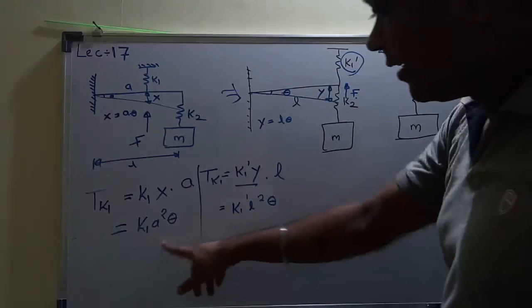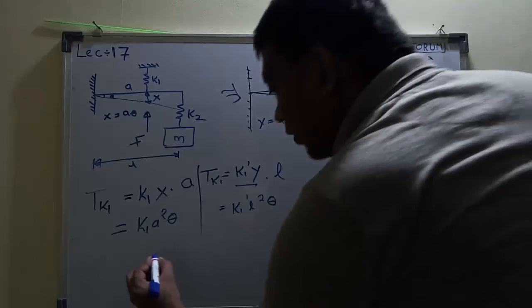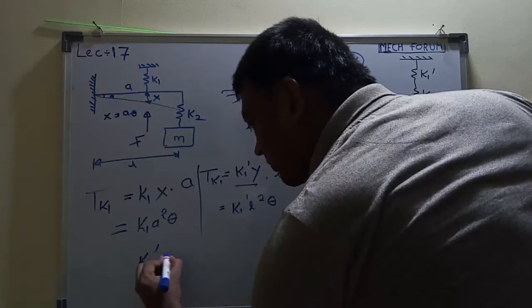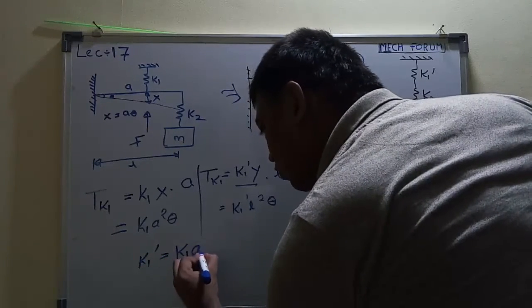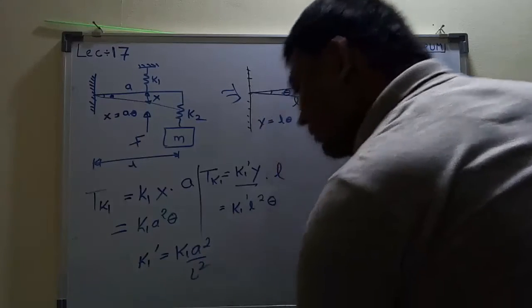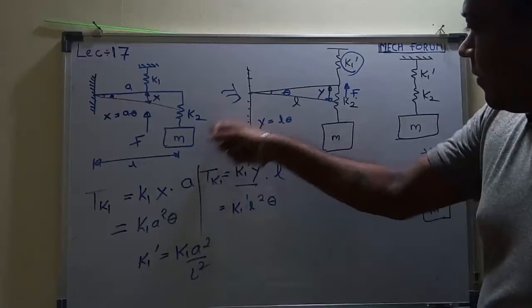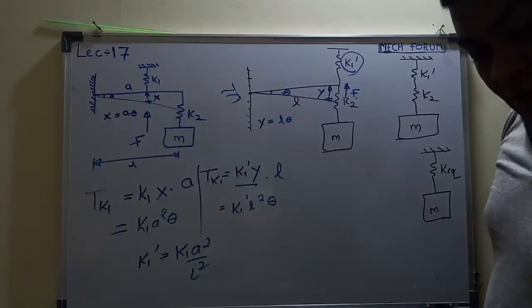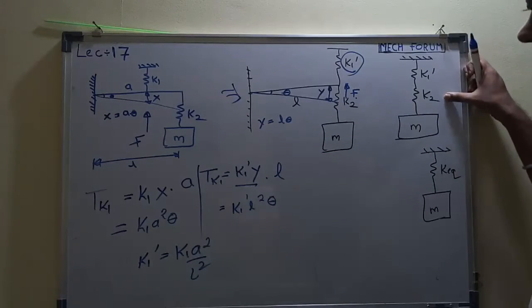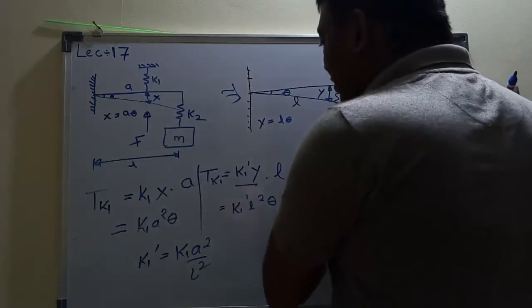Now we will equate these two. So after equating these two, you will get K1 dash equals K1 A square upon L square. Fine. Now this will become like this, K1 dash and K2.